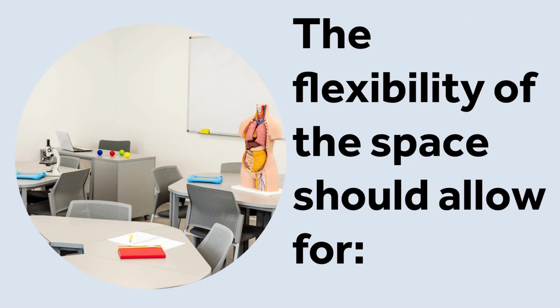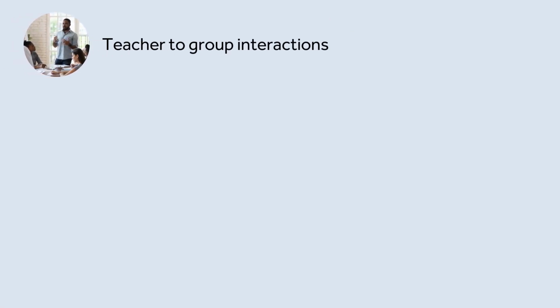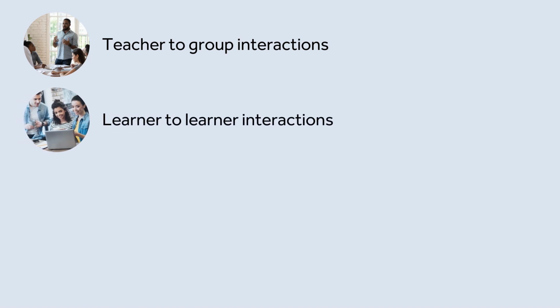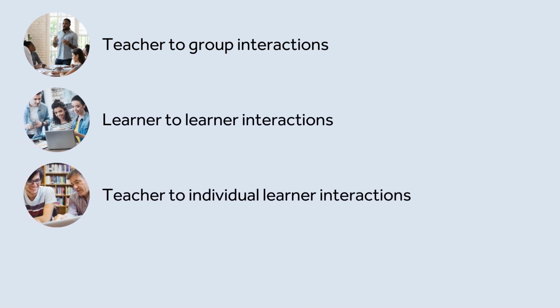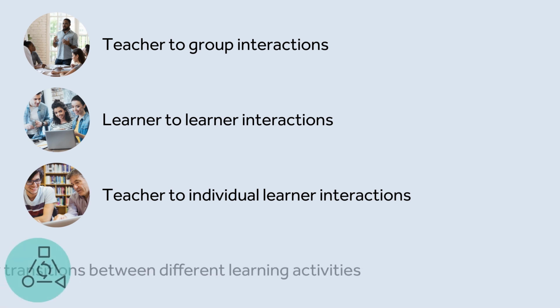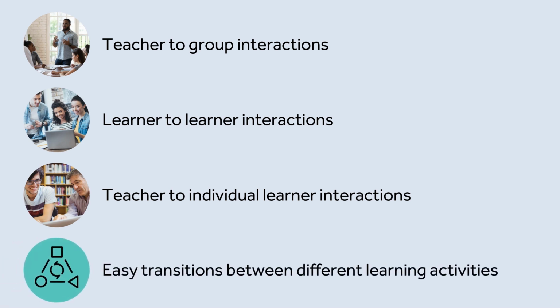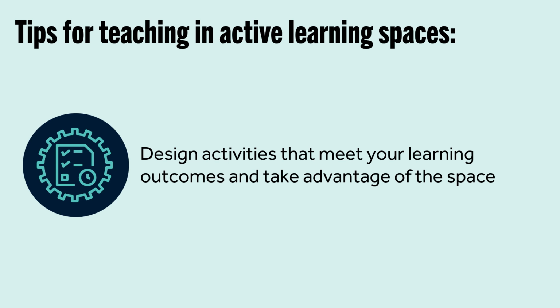So whatever combination of configurations you end up using, the flexibility of the space should allow for teacher to group interactions, learner to learner interactions, teacher to individual learner interactions, as well as easy transitions between different learning activities. So here are some tips for teaching in active learning spaces. And the first tip is, of course, designing activities that meet your learning outcomes, but also take advantage of the space and being able to use that space in different ways.